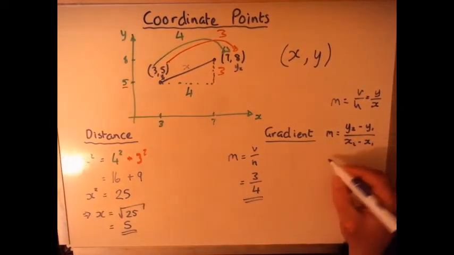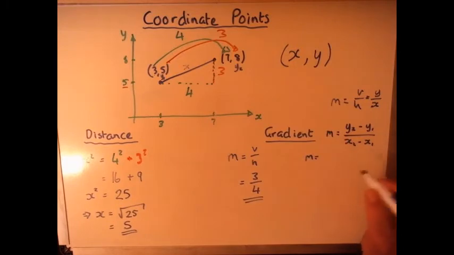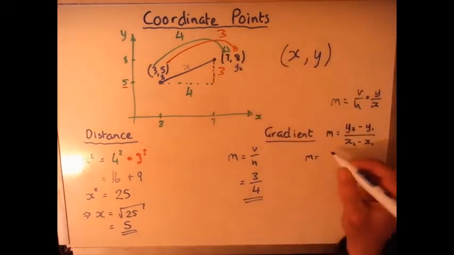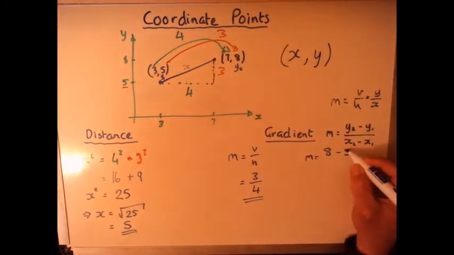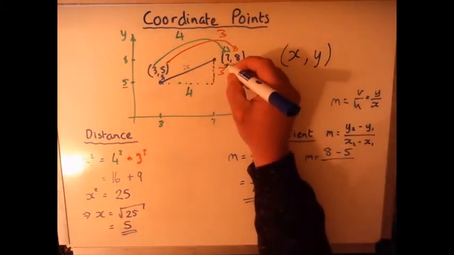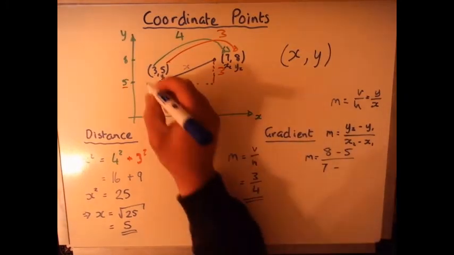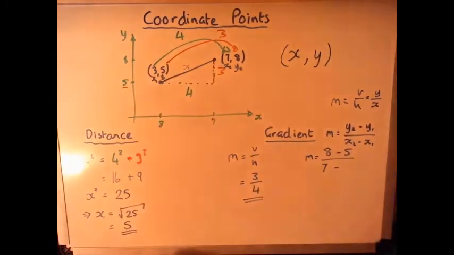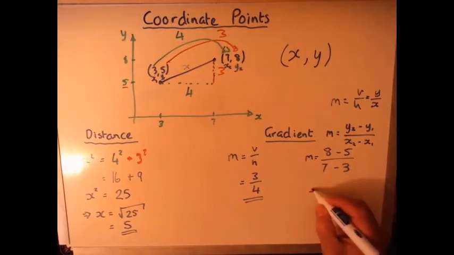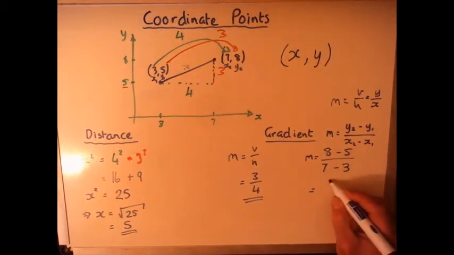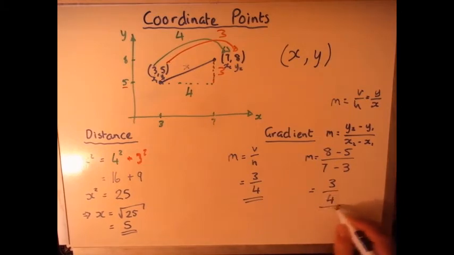So if I was using this mathematical formula, y2 we've said was 8. So I would take away 5 from that. What's x2 going to be? Well, it's the x value of my second point, which is 7, and I'm going to take away from it the x value of my first point. But you'll see when you do 8 take away 5, you get 3, and when you do 7 take away 3, you get 4. And we actually get exactly the same answer here.